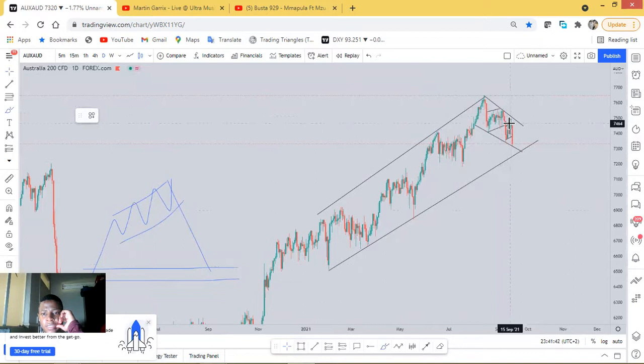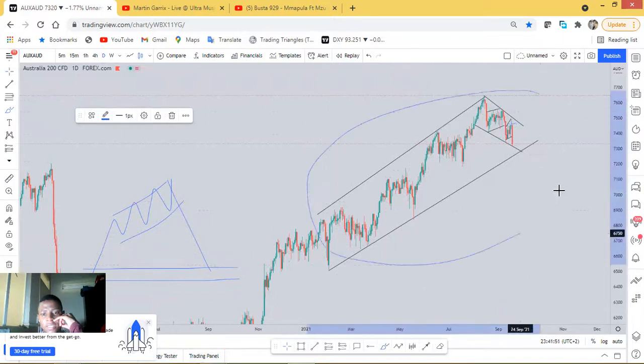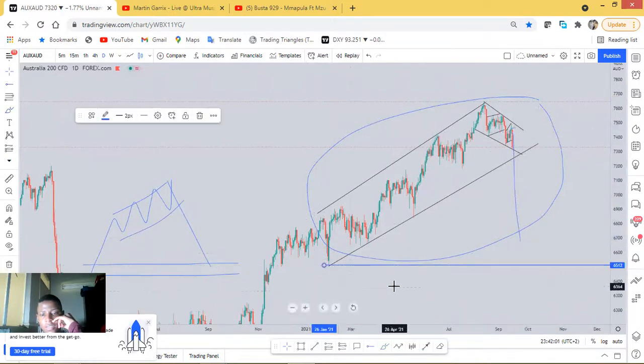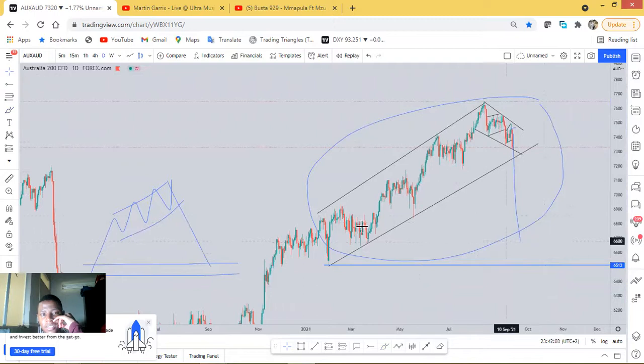So I took my sells here. As you can see on the daily, we have this rising wedge, right? On the daily, basically we are biased to the downside. We should look for sells. Yeah, on the daily, we're looking for sells.